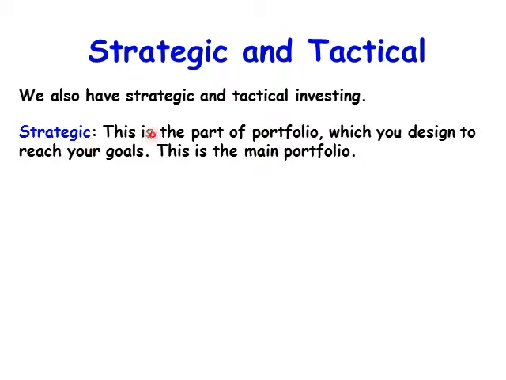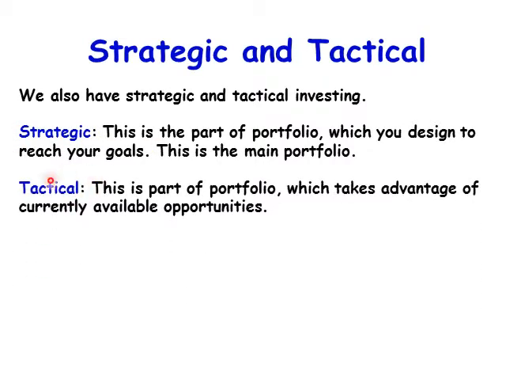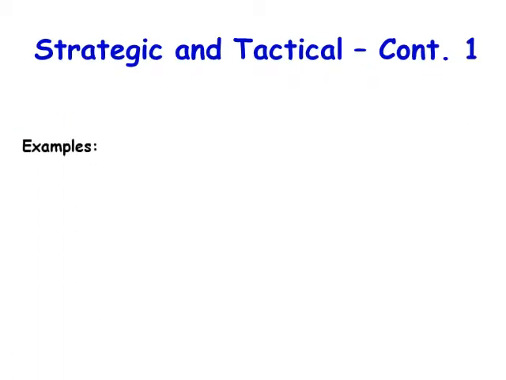Strategic is the part of the portfolio which you design to reach your goals. This is the main portfolio, so the bulk of the portfolio is the strategic portfolio. Tactical is the part of the portfolio which takes advantage of currently available opportunities. This is the opportunistic portfolio, and the other is the main portfolio, the strategic portfolio.